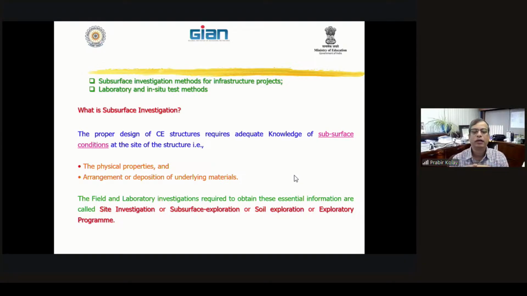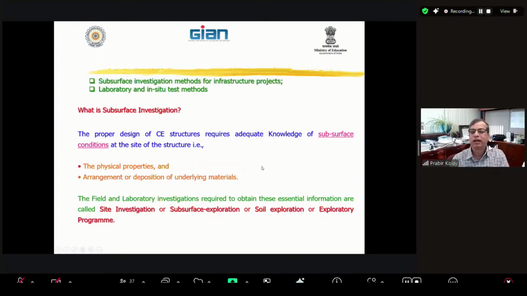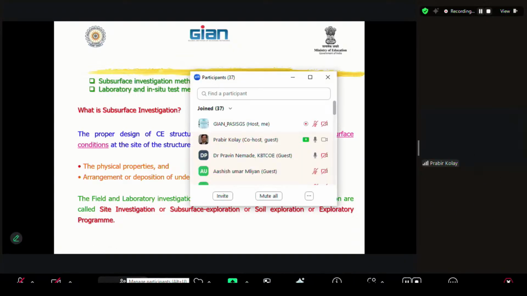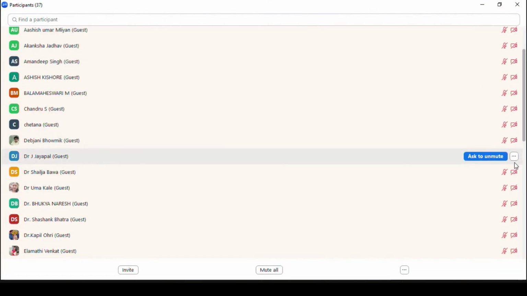So today's lecture, I mean everyone knows, but I'm just going to refresh what the different subsurface investigations available are and what the different properties you need to measure from the disturbed samples are. So what is subsurface investigation? Proper civil engineering requires adequate knowledge of subsurface conditions at the site of structures, so where the actual construction is going to be. So you need to go to the site and take out samples.